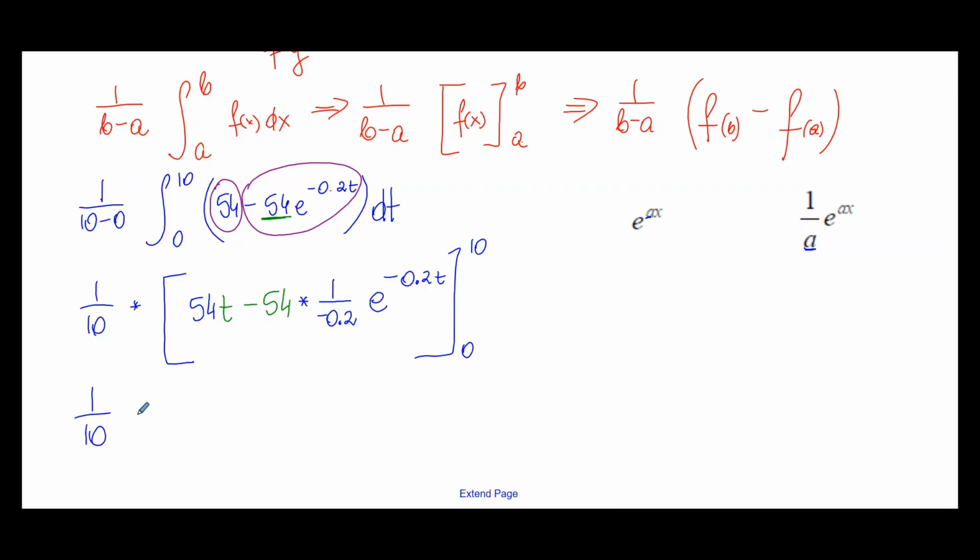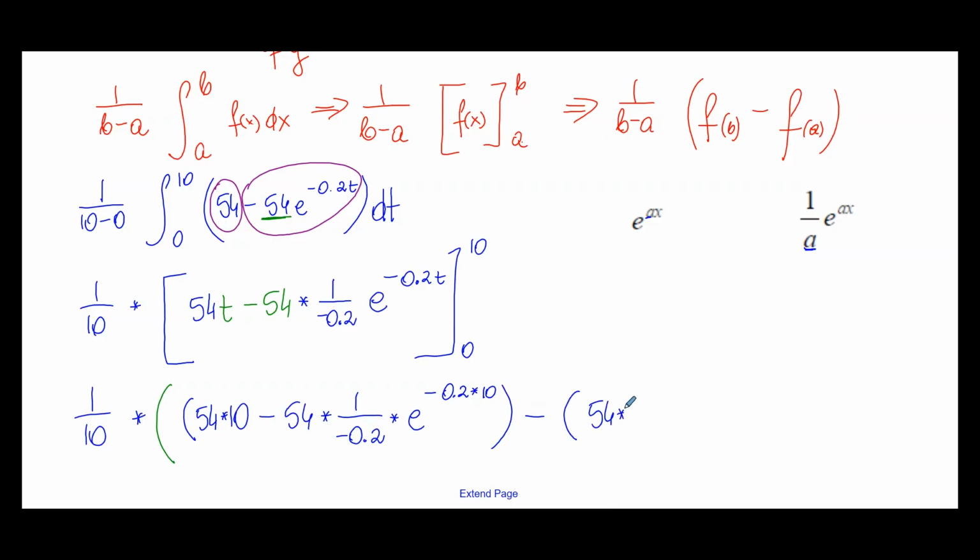So 1 over 10, we're not forgetting about our fraction. First, we take our function and replace t with the higher interval, which is 10 in our case. So that will be 54 multiplied by 10 minus 54 multiplied by 1 over minus 0.2 multiplied by e to the power of minus 0.2, and again multiplied by 10. So that's the first part, minus, and then again the same function. This time we are replacing t with the lower interval, in our case that is 0.